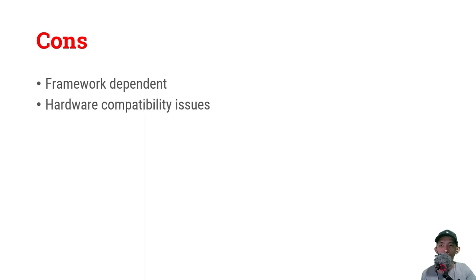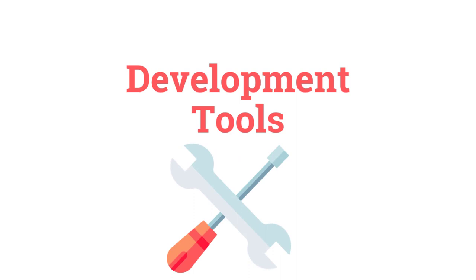The next one is hardware compatibility issues. Sometimes, because of the sheer number of devices being released today, like mobile devices, it becomes difficult to find an API. Next topic, development tools.